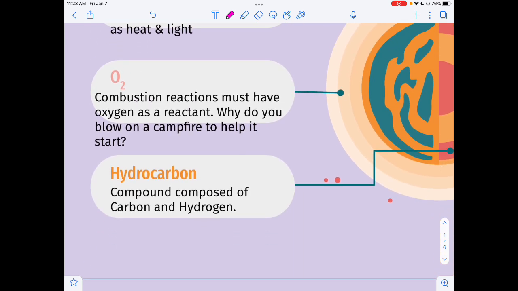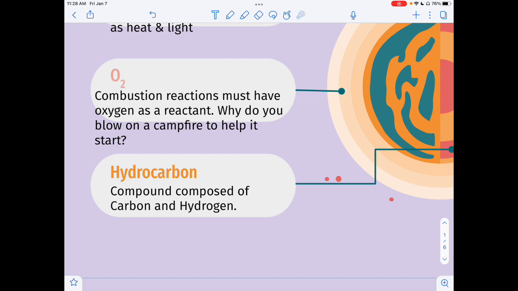All right, the other thing that's really key about all combustion reactions is they need oxygen. In order for the reaction to take place, that fuel has to combine with oxygen gas. And that's one reason that increasing the amount of oxygen, like blowing on a campfire or using bellows in a furnace, actually makes the reaction happen faster, because it's allowing more oxygen to interact with the fuel.